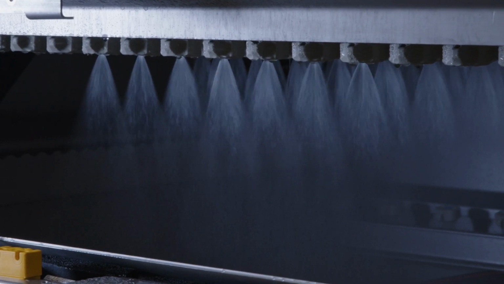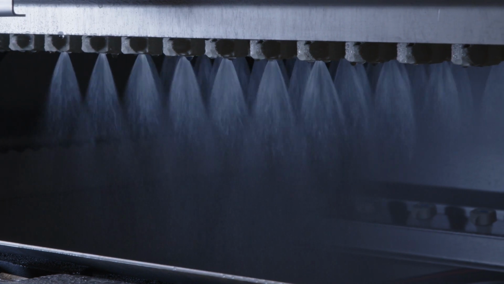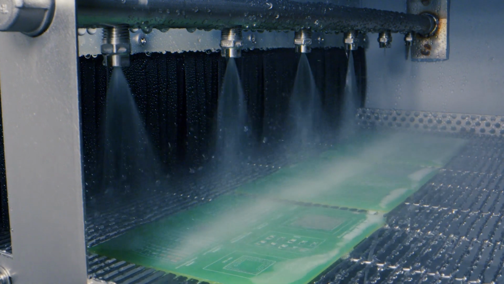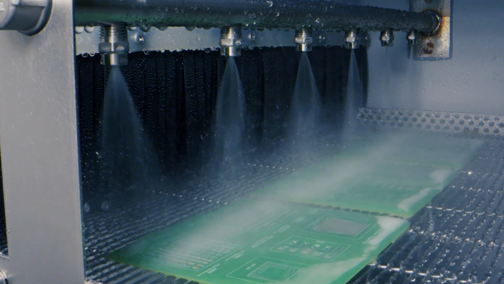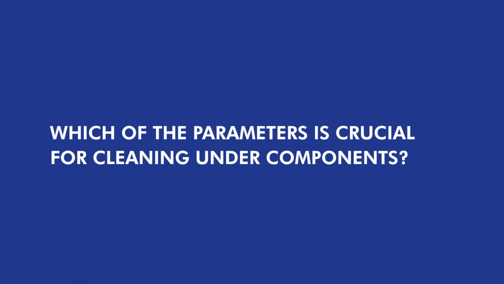We consider these two parameters in spray and air cleaning systems, also called spraying systems, where cleaning fluid is applied to assemblies through spray arms and nozzles and used cleaner runs off. Now, which of the parameters is crucial for the cleaning result in assembly cleaning, especially under components?